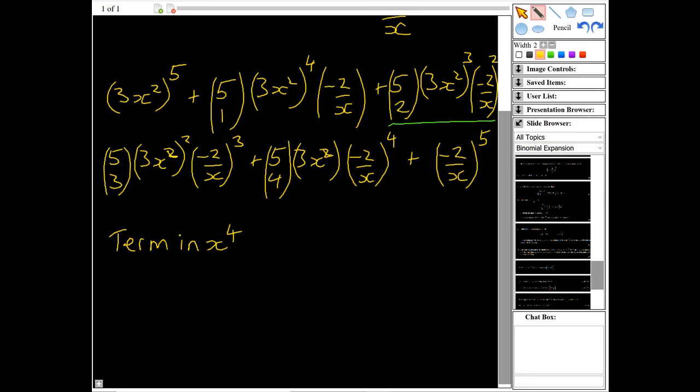So it's going to be 5 choose 2. 5 choose 2 is going to be 10. You can use Pascal's triangle, or you can use the factorial method, or you can use your calculator. You can see previous videos or earlier on in this video to explain why 5 choose 2 is 10.